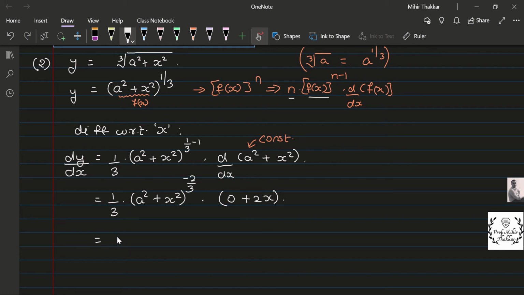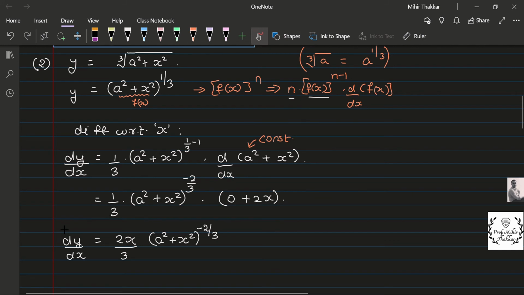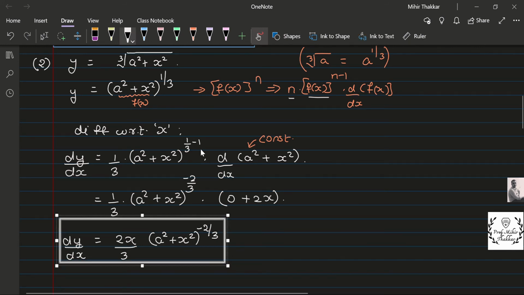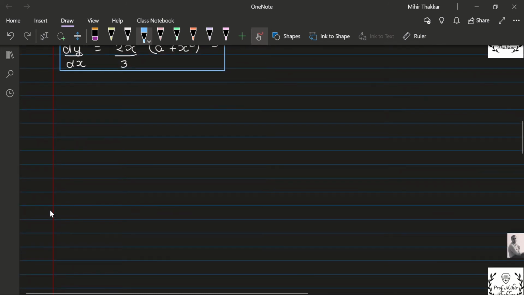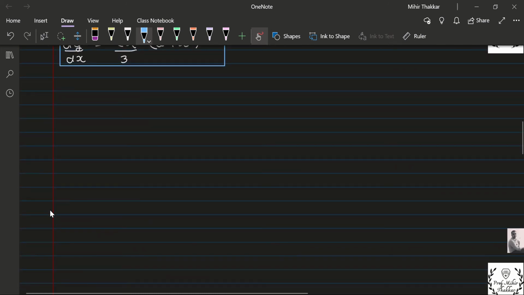2x into 1 by 3, that is 2x upon 3, and a square plus x square to the power minus 2 by 3. This is the required value of dy by dx. As you all know that we have to highlight our final answer, so we are putting that in the box. In case if you wish to write, you pause the video and you can make a note of this. Now we'll go to sum number 3, guys.